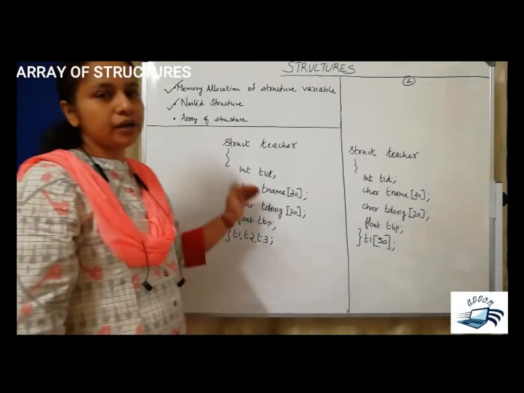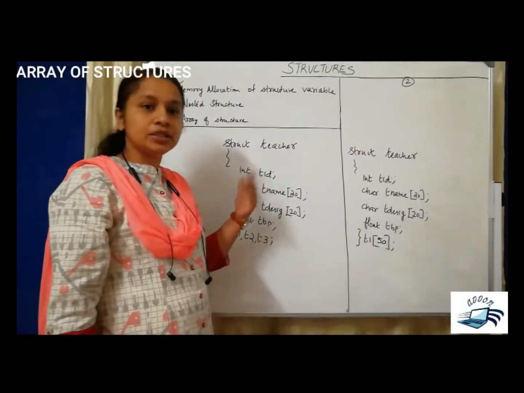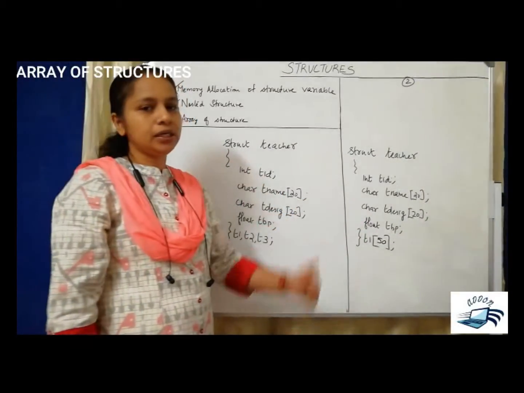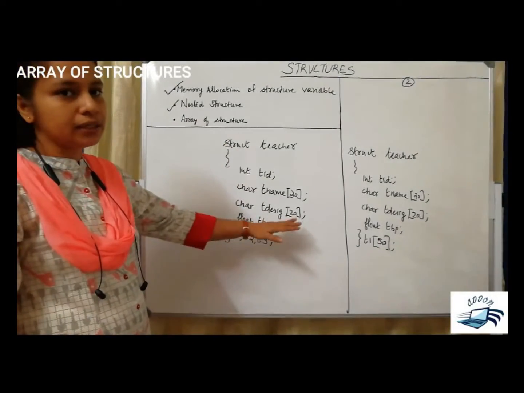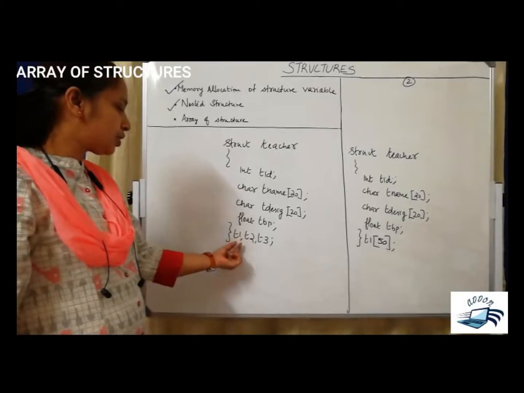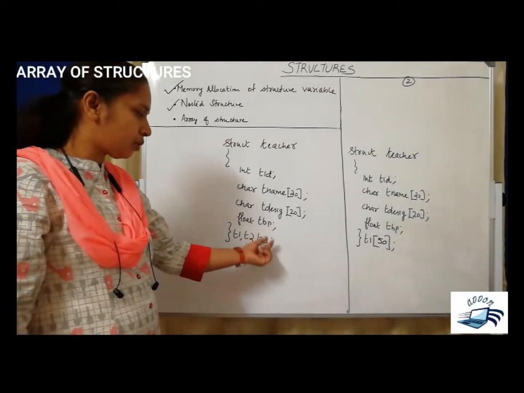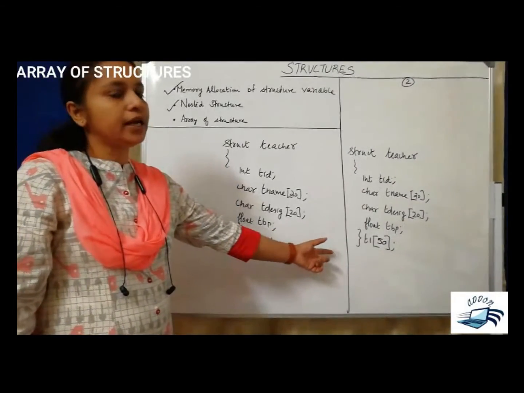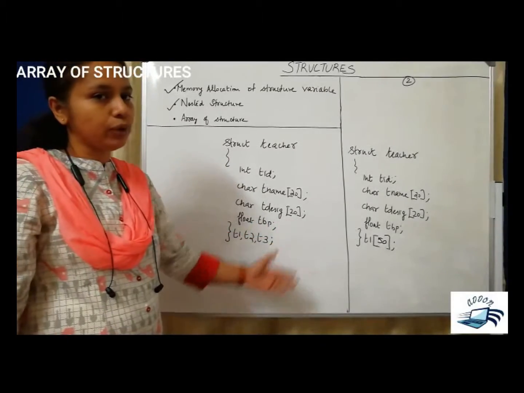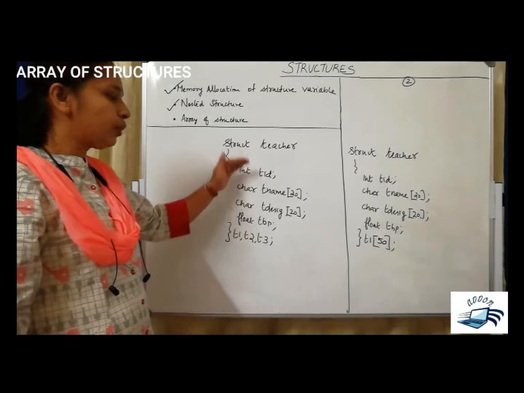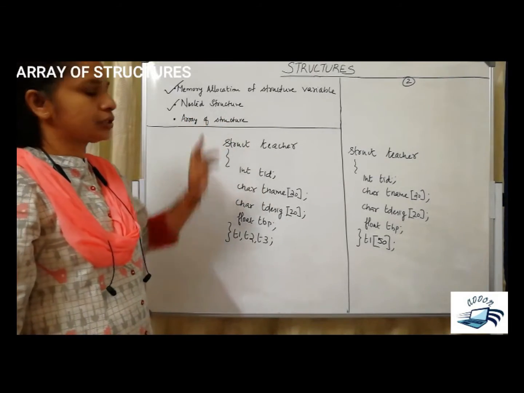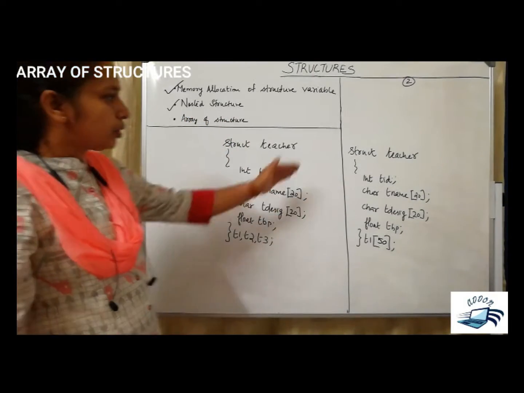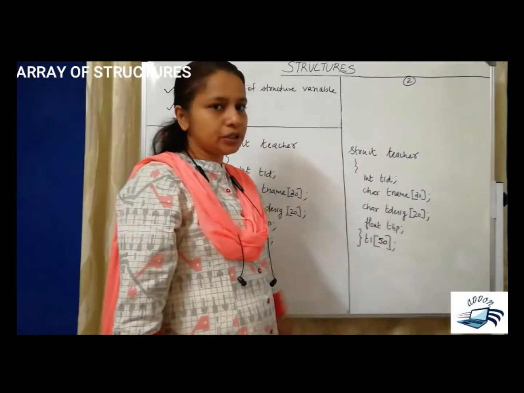For example, if I want to enter the details of 50 teachers and I use this syntax, it will be a very difficult task, because I have to give T1, T2, T3, T4, and up to T50, 50 different variables. So this will be a very difficult task. Here comes the importance of array of structure. So this is an example of array of structure.